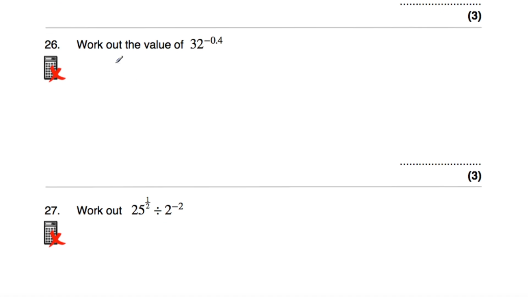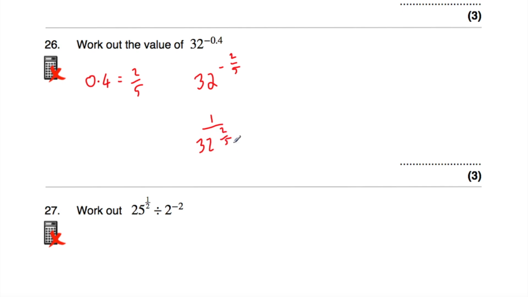So question number 26 says, work out the value of 32 to the power of negative 0.4. So again, we've got another decimal power. Let's change that decimal to a fraction. 0.4 is equal to 2/5, because remember that 1/5 is 0.2, so 2/5 would be 0.4. So that means that 32 to the power of minus 0.4 would be the same as 32 to the power of minus 2/5. So now what we need to do is work out what 32 to the power of minus 2/5 would be. So it's a negative power, so let's do 1 over the positive power, so 1 over 32 to the power of 2/5.